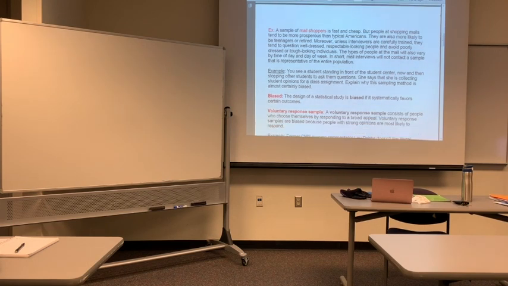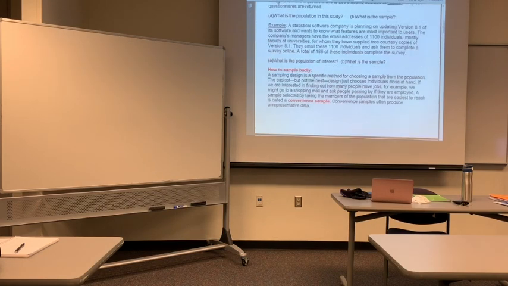This one is the same as the example I had. It says you see a student standing in front of the student center now and then, stopping other students to ask them questions. She says that she's collecting students' opinions for her class assignment. So she's in a certain place, and of course that place will be close to just specific departments. The way she can make it a better sample is by going around to different departments and finding different people to ask her question, to collect better data. So this is the convenience sample.